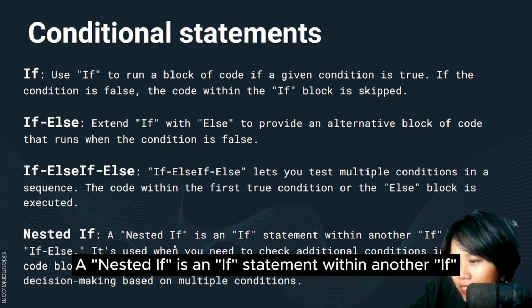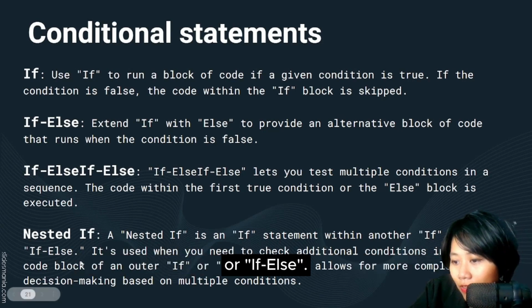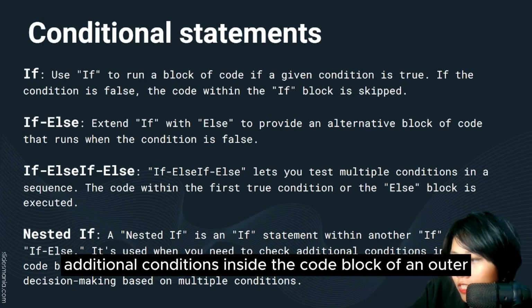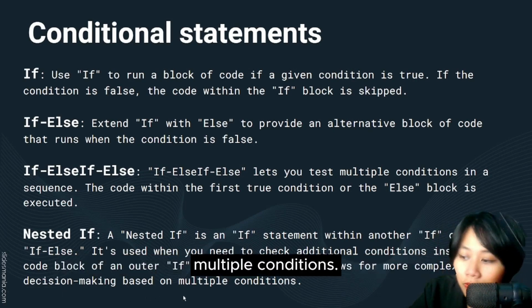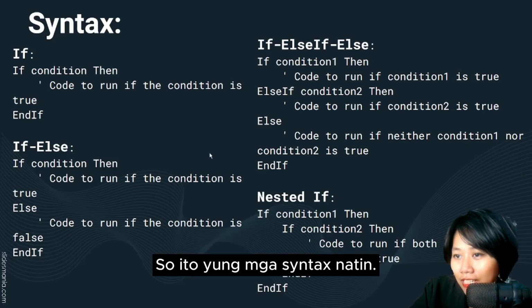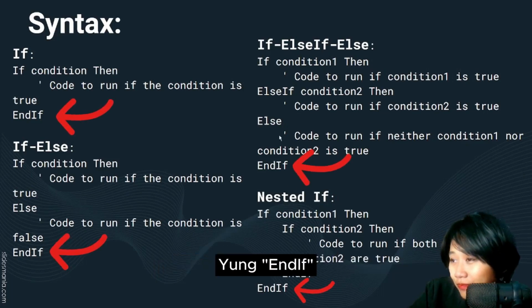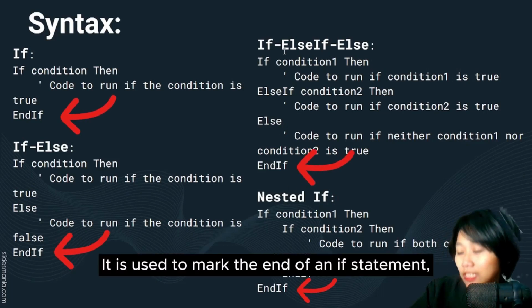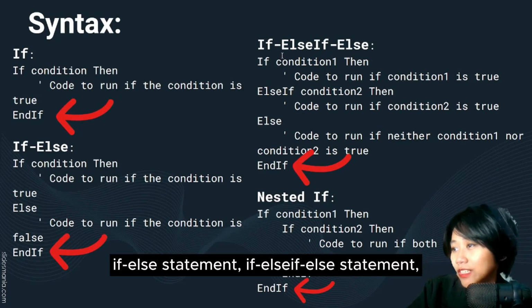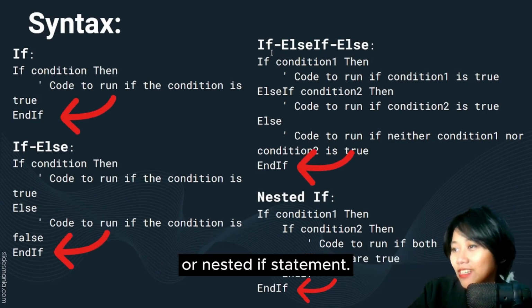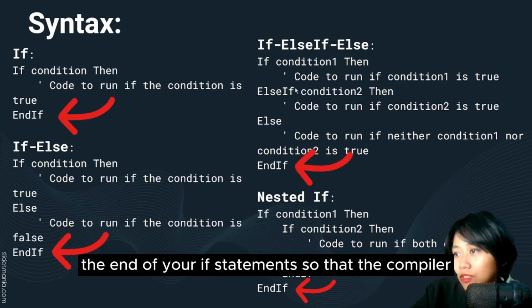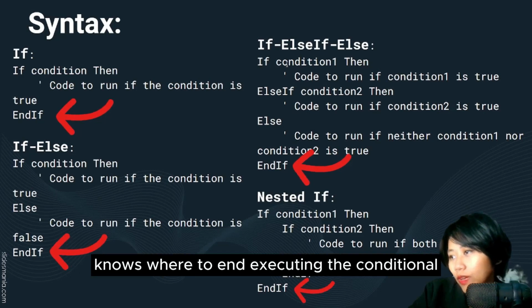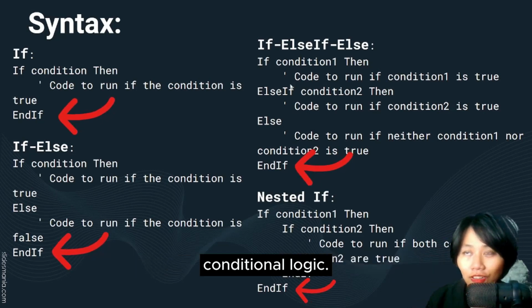Nested if. A nested if is an if statement within another if or if else. It's used when you need to check additional conditions inside the code block of an outer if or if else. This allows for more complex decision making based on multiple conditions. So ito yung mga syntax natin. Yung end if, it is used to mark the end of an if statement, or if else statement, or if else if statement, or nested if statement. It is important to use the end if keyword to mark the end of your if statement so that the compiler knows when to end executing the conditional logic.